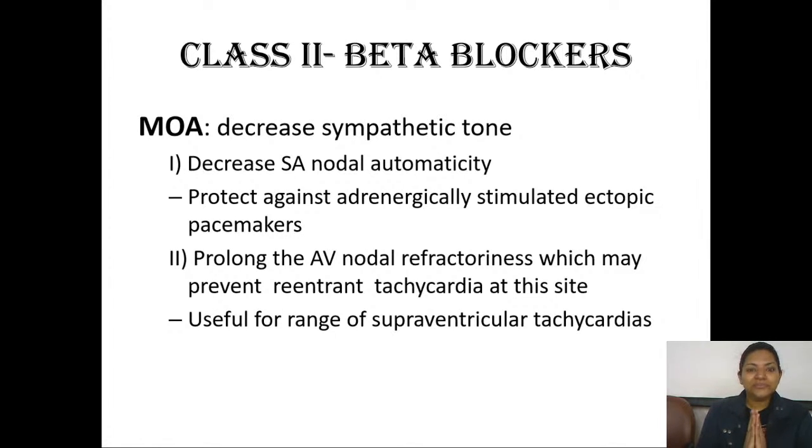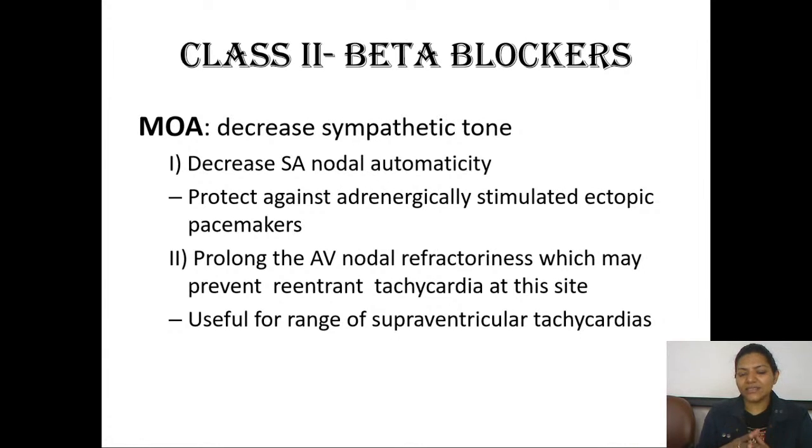Now, first of all, mechanism of action of beta blockers. Now, we all know that beta blockers decrease the sympathetic tone. As a result, SA nodal automaticity is decreased. So basically impulse generation is reduced, right? Apart from this, AV nodal refractoriness is increased. So the conduction of the impulse is also decreased.